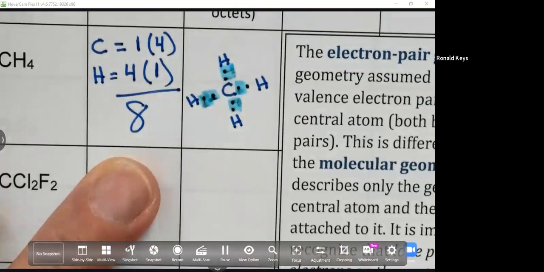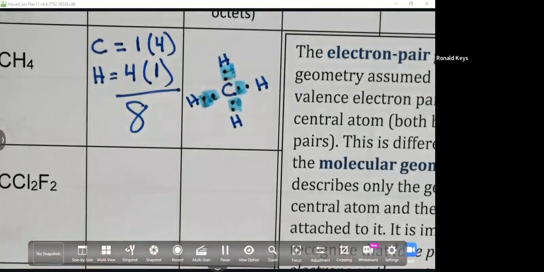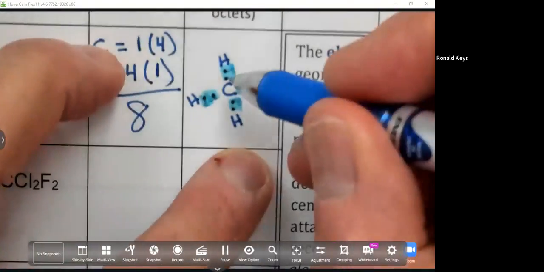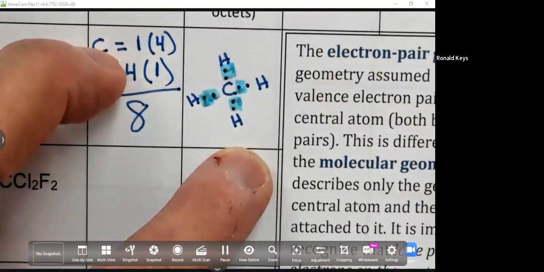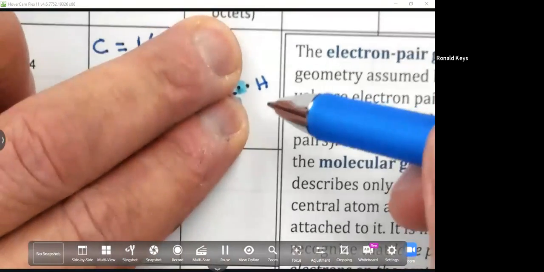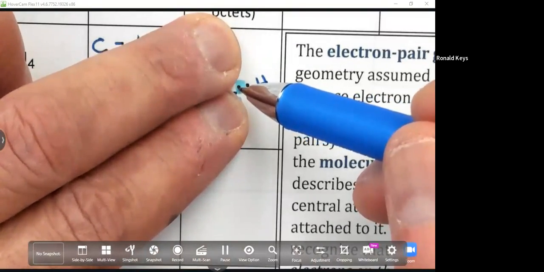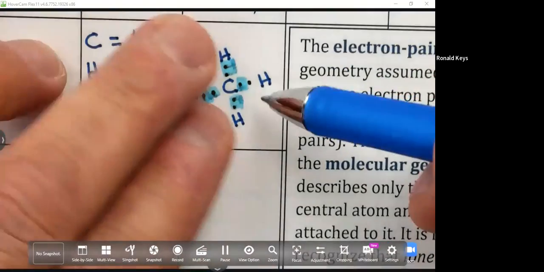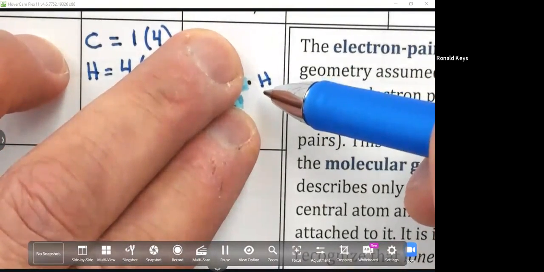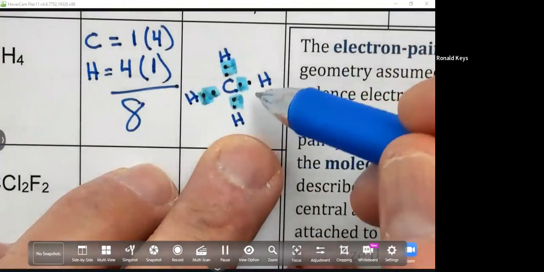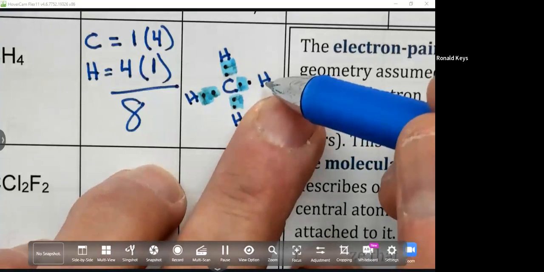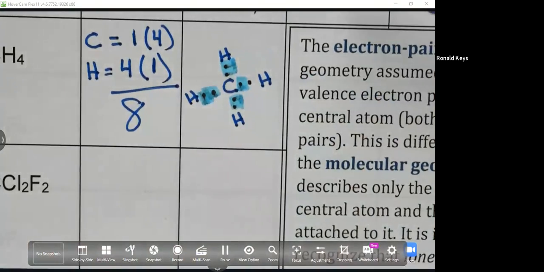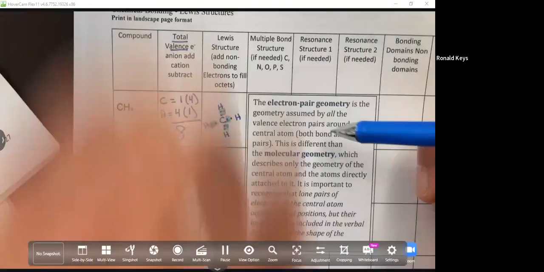Oops. Carbon has 8 electrons. It is sharing 1 electron from each hydrogen. Hydrogen has how many electrons around it if it shares 1 from the carbon? 2, correct? Hydrogen has 2 valence electrons, just like the noble gas helium, right? Carbon is going to end up with 8 electrons when it shares, and the hydrogen is going to end up with 2 electrons. This is not going to have any multiple bonds or resonance structures.